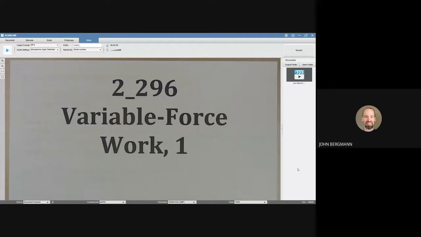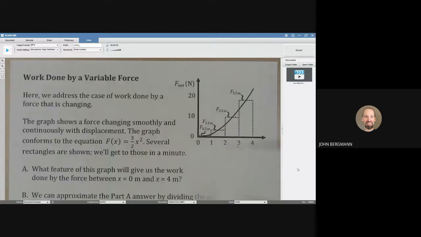This video is on work when the force is not constant, but rather variable. This graph shows a force changing smoothly and continuously depending on where the mass is. Depending on its position, the net force on it is different according to this equation right here, 3/2 x squared. Several rectangles are shown in this picture. We'll get to those in just a minute.